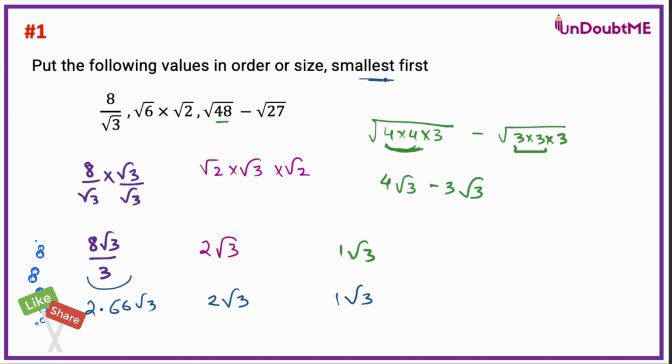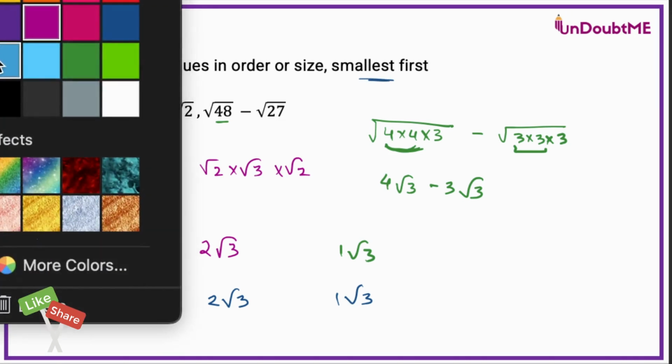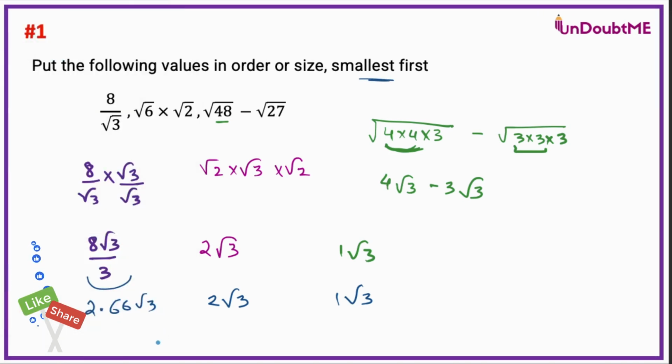So if I need smallest first, then I can say 1 root 3, that is root 48 minus root 27, will be the first, followed by 2 root 3. 2 root 3 can be written as root 6 times root 2, and that will be followed by 8 over root 3. In the end, we can write them in the same form that they had given.